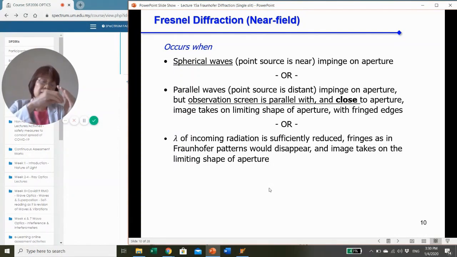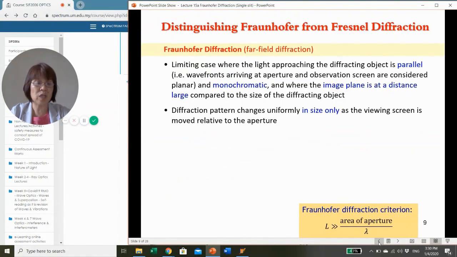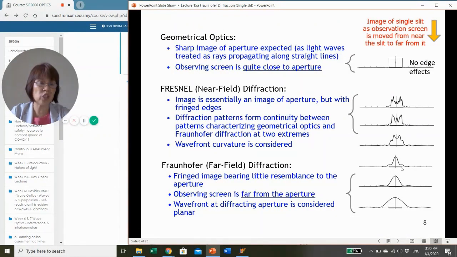Fresnel diffraction, which is near field, will occur when you consider point sources, because you want spherical waves reaching the aperture. So there's curvature. Or if you have parallel waves impinging on the aperture, but the observation screen is very close to the aperture, the image will take the limiting shape of the aperture with some fringe edges. Or when the wavelength of the incoming radiation is sufficiently reduced, shorter, such that the fringes, as in the Fraunhofer pattern, would disappear and the image slowly becomes the limiting shape of the aperture. So this range here is what we're going to see.